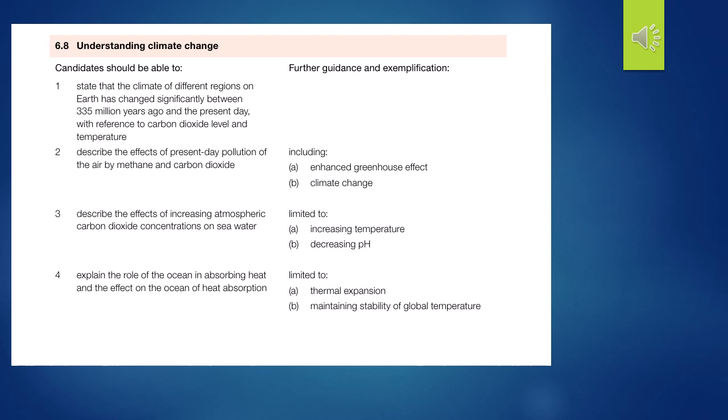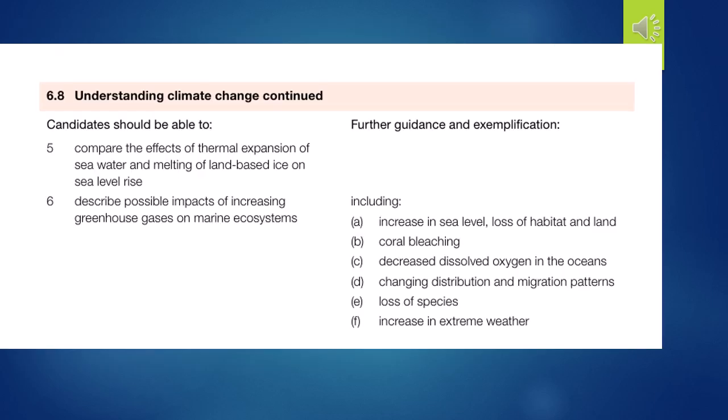So here's the syllabus for the chapter. It talks about change over time. It talks about the present effect of methane and carbon dioxide. It talks about the effect that CO2 has on seawater, and explaining the role of the ocean in absorbing heat. We should also be able to look at thermal expansion and melting of land-based ice. And we should be able to look at the possible impacts of the increasing greenhouse gases on our marine ecosystem.